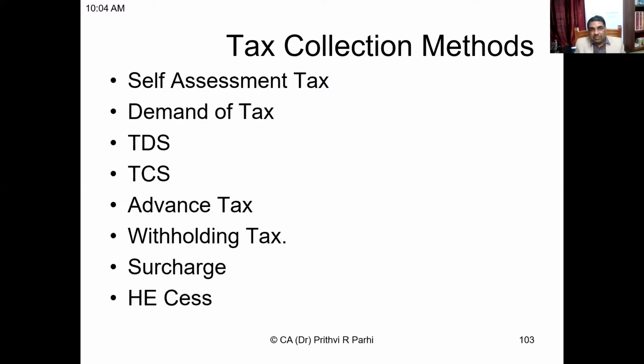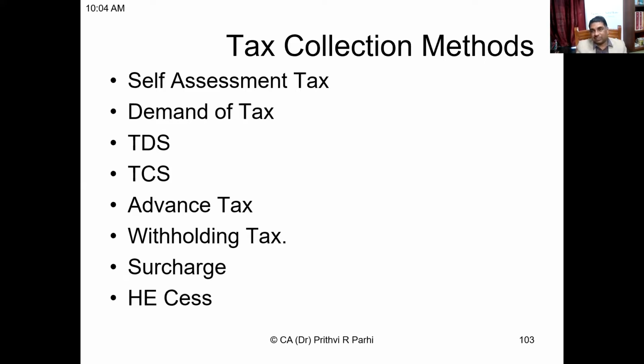So I told you about self-assessment tax, demand of tax, TDS, TCS, advance tax, withholding tax. Sometimes when payments are made to non-residents, then just like TDS, some tax needs to be withheld. That is called withholding tax. Surcharge, you know, that if your total income exceeds a certain amount, then in addition to tax, one has to pay surcharge. It's a tax on tax. Additional tax has to be paid.